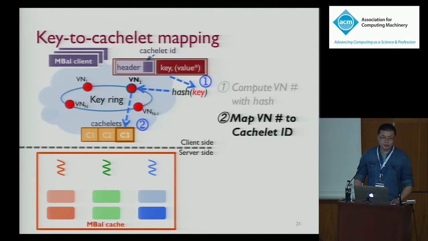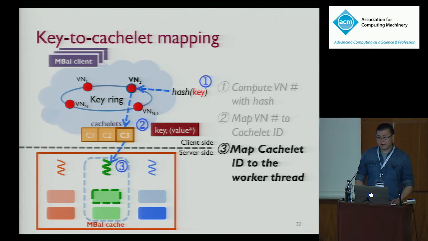The computed virtual node number is then mapped to a cachelet ID, which is embedded into the protocol header. The client library then sends out the request to the cache server. At the server side, the associated worker thread fetches the cachelet ID from the protocol header, and in turn locates the cachelet that the key belongs to.